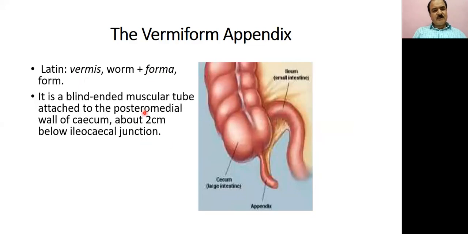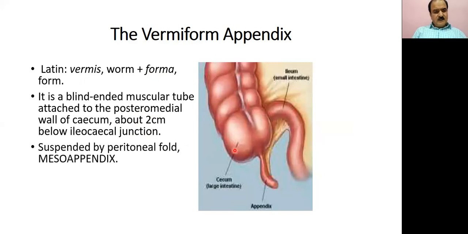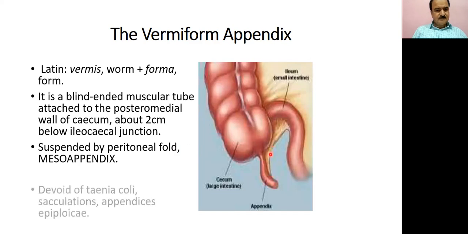It's a blind-ended muscular tube attached to the posteromedial wall of the cecum, about 2 centimeters below the ileocecal junction. This is the ileocecal junction here, and below it 2 centimeters. This photograph is taken posteriorly. It is suspended by a peritoneal fold called the mesoappendix.